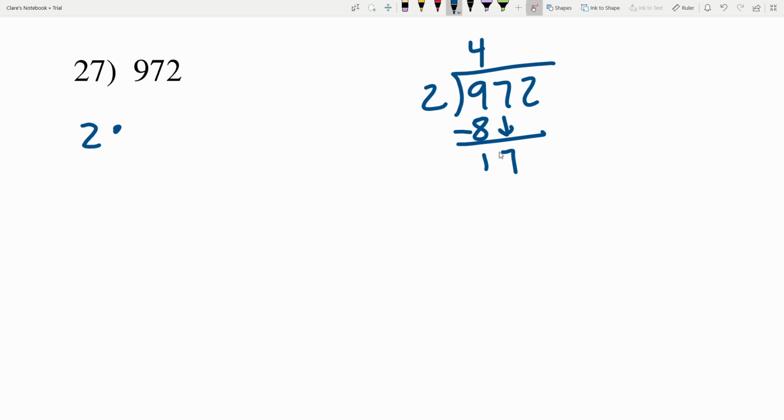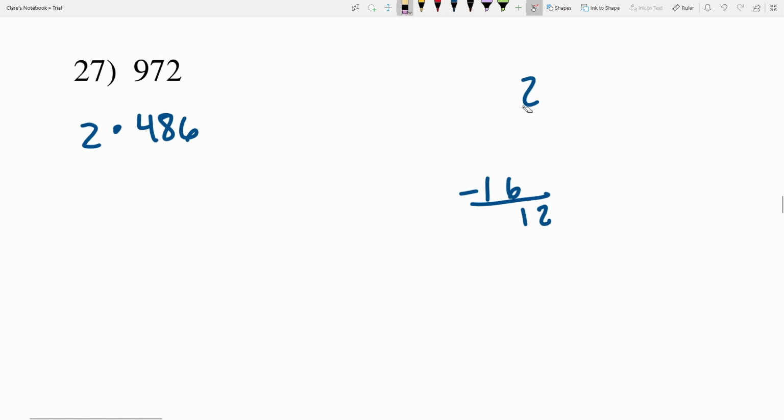2 goes into 17 8 times. That's 8 times 2, which is 16. Then I'll bring down my 2. 2 goes into 12 6 times. So that's 486. And I know that 486 is still even. So I have one prime factor, and I can break up 486.